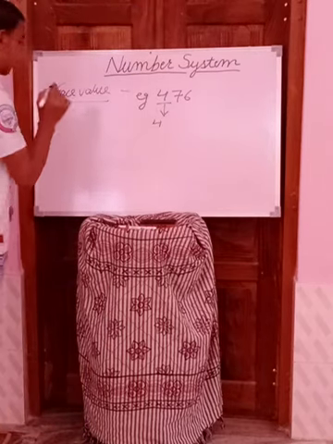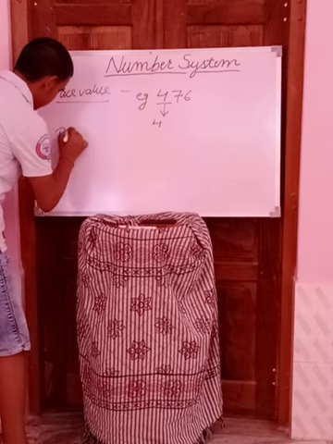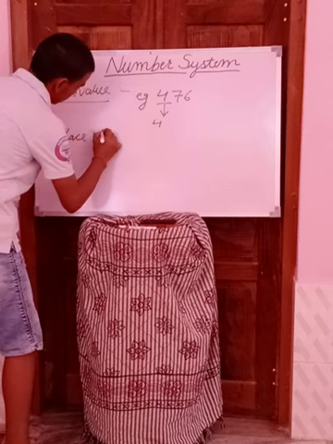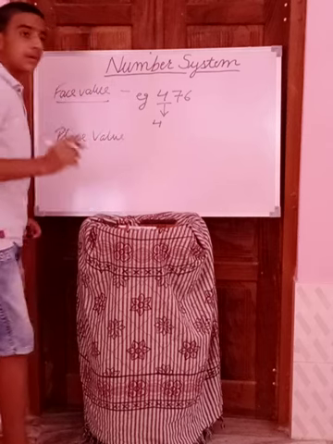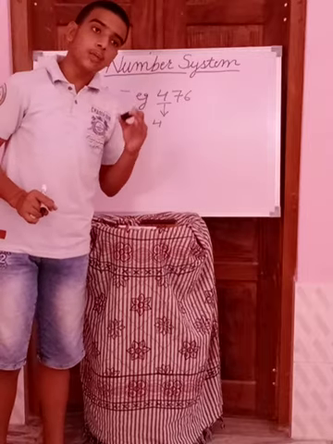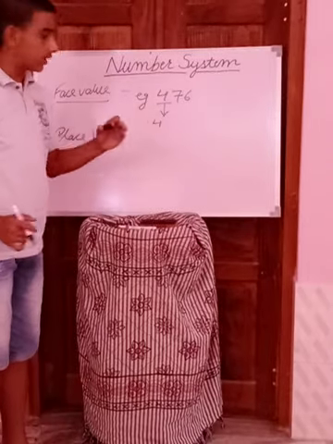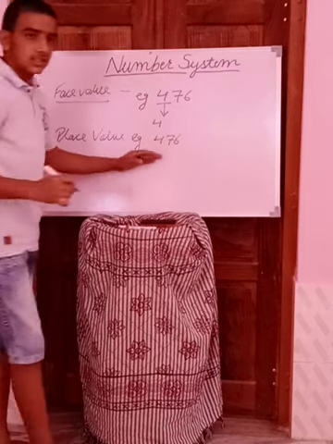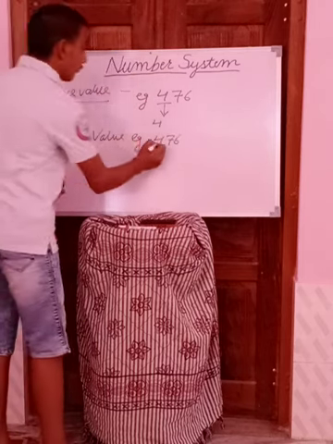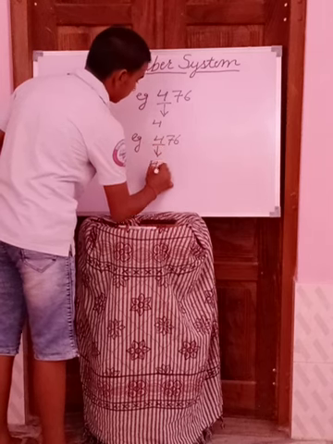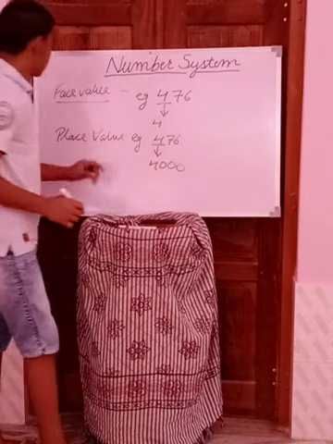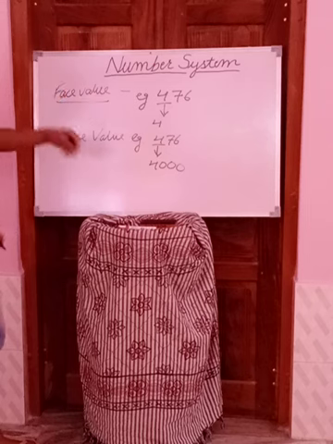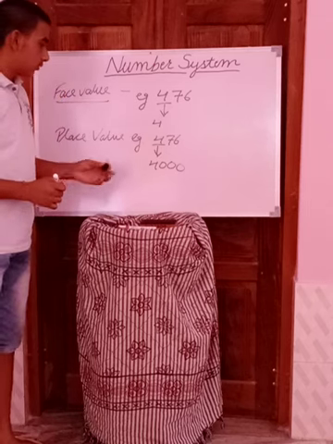Okay. Now let's discuss the place value. The place value of a digit depends on the position of the digit in the given number. Like let's take 476. This is the number, and the place value of 4 is 400, sorry. So this was the difference between the face value and the place value.